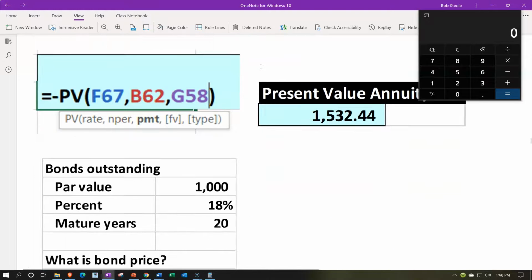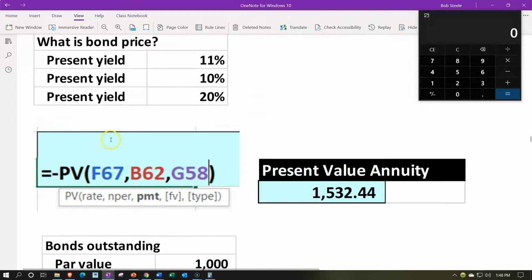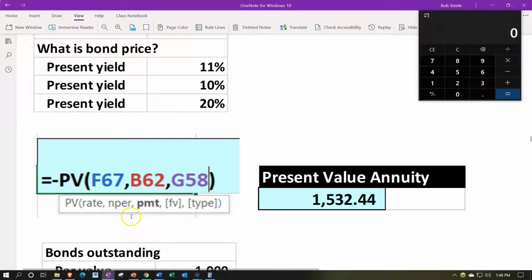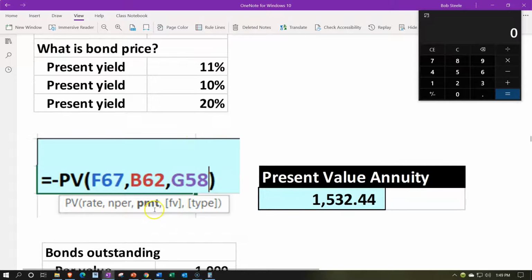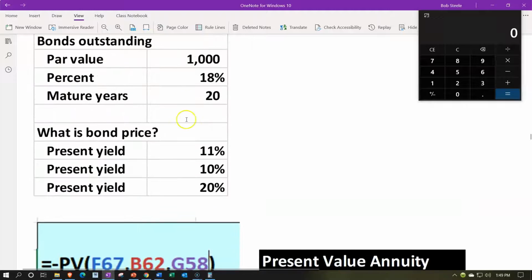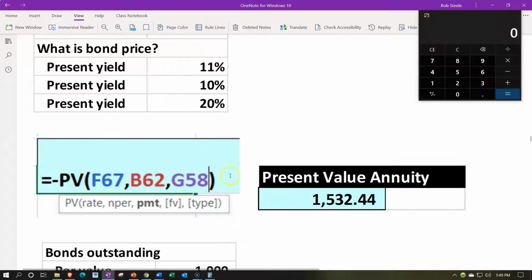The easiest way to get there, the magical way, would be the way with the Excel function. So we would use the Excel function present value of the rate. The rate's going to be the 10% this time. Number of periods, which are going to be 20. And then the payment amount, which would be the 1,000 times the 18%, the rate on the bond, which would be the 180. That gives us the 1532.44.